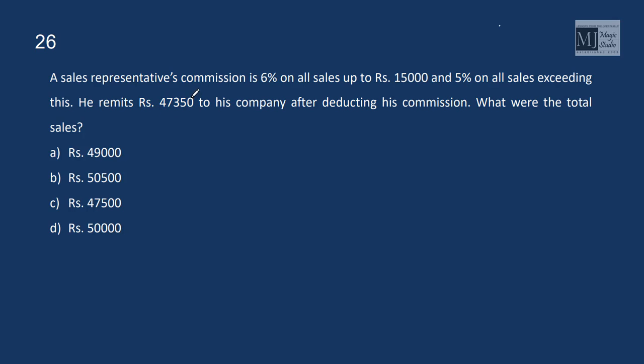A sales representative's commission is 6% on all sales up to 15,000 and 5% on all sales exceeding this. He remits 47,350 to his company after deducting his commission. What were the total sales? So 6% of 15,000 is 900 and 5% of x is 0.05x.